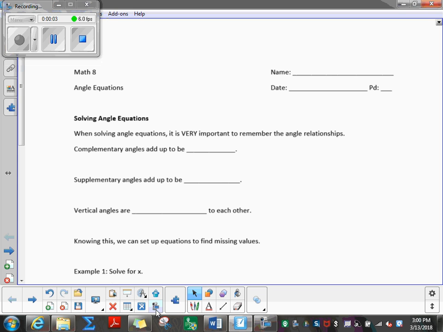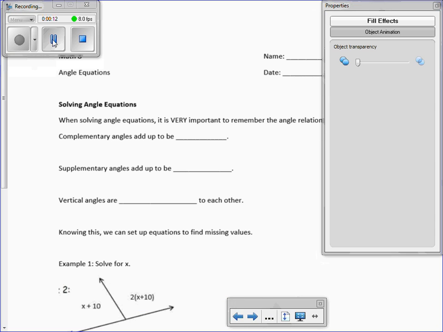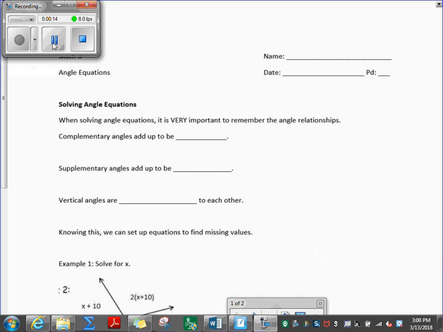Okay, everybody. There's been a lot of people popping in trying to interrupt this. So, full screen. Don't need you.